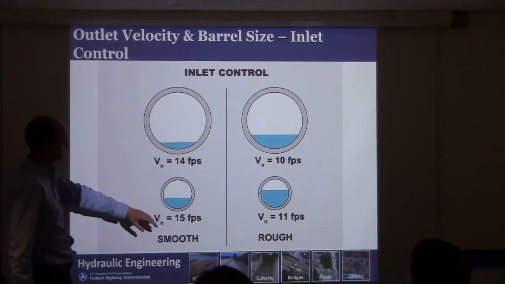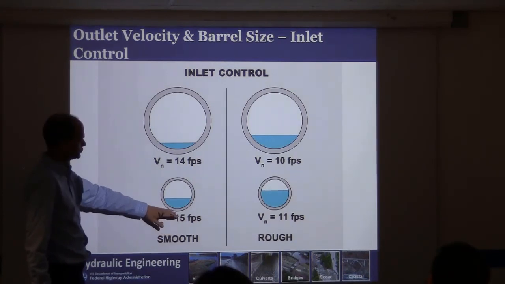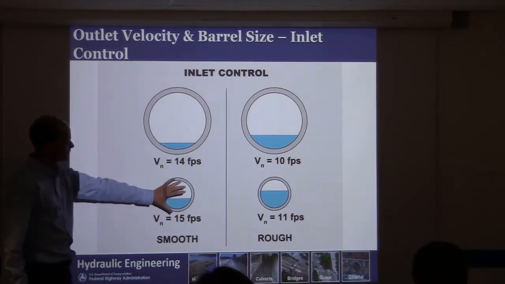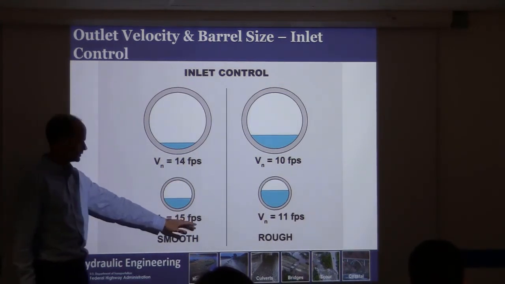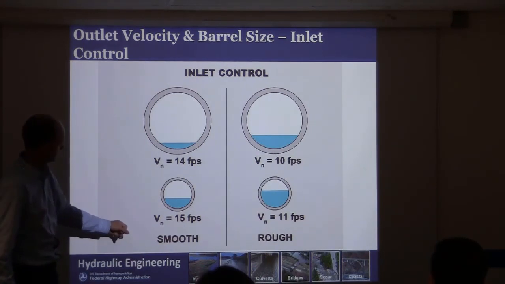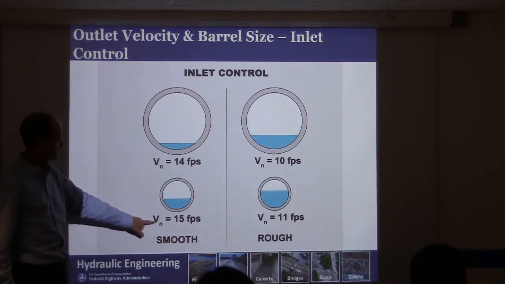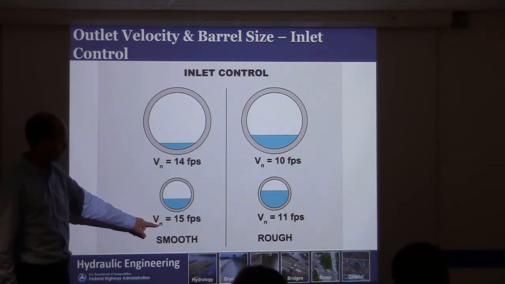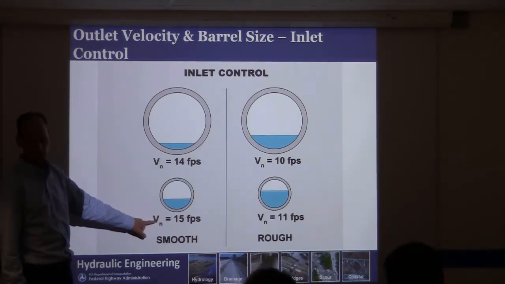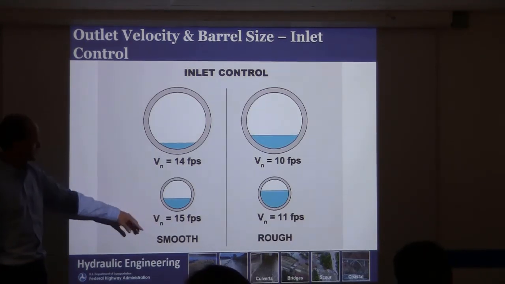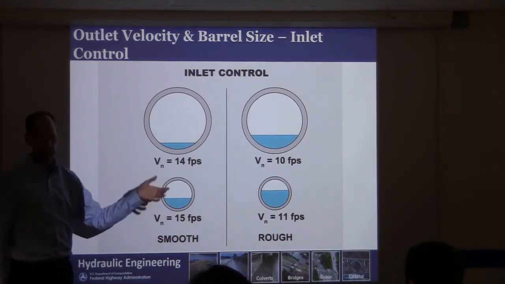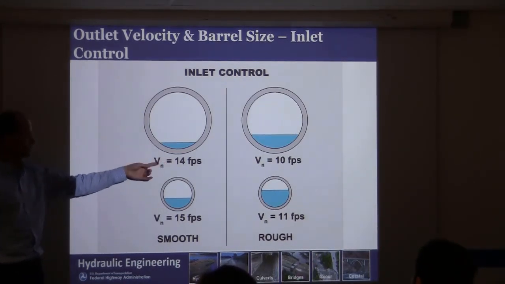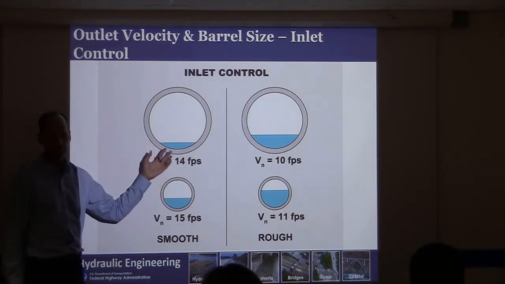Actually, I did it backwards. We have this 2 foot one. Sorry, delete that out of the video. So we have this 2 foot one, and we see that the outlet velocity is 15 feet per second. This V sub n is the normal velocity, which we calculated using Manning's equation. So we say, well, this 2 foot pipe's not going to cut it. If we just put in a 4 foot pipe, our velocity should be fine. Well, we put in the 4 foot one, and the outlet velocity went from 15 feet per second to 14 feet per second.